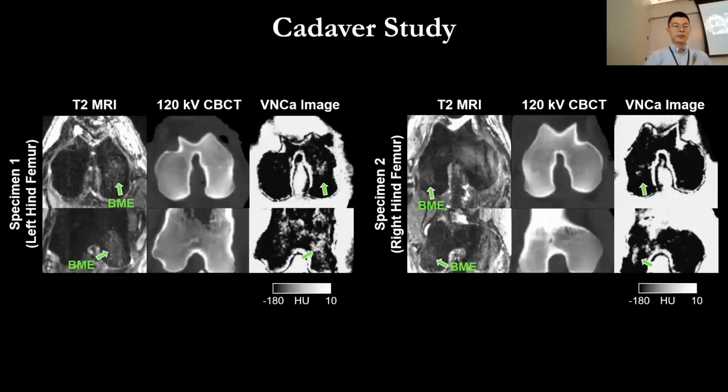Here's just a quick result. This left block is for the left knee, and the right block is for the right knee. For comparison, we look at the T2 MRI scan and this non-calcium image to see whether, theoretically, the edema signal should show brighter in both of these images. So it's actually a good comparison.